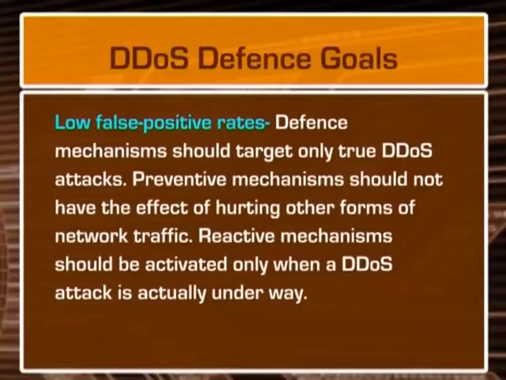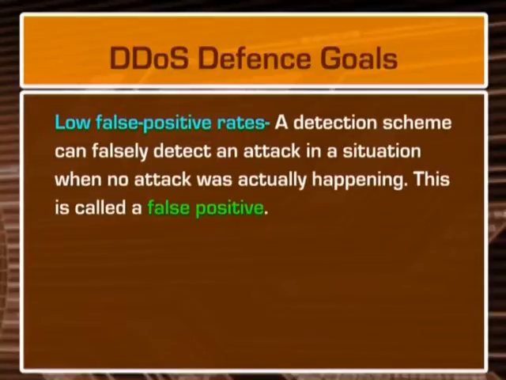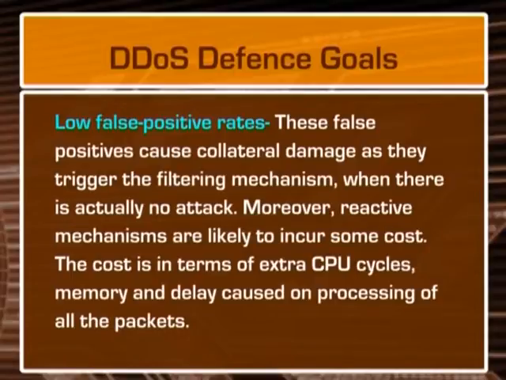Next comes low false positive rates. A defense mechanism should target only true DDoS attacks. A preventive mechanism should not have the effect of hurting other forms of network traffic. A reactive mechanism should be activated only when a DDoS attack is actually underway. A detection scheme can falsely detect an attack in a situation when no attack was actually happening. This is called a false positive. These false positives cause collateral damage as they trigger the filtering mechanism when there is actually no attack. Moreover, reactive mechanisms are likely to incur some cost. The cost is in terms of extra CPU cycles, memory, and delay caused in the processing of all packets.